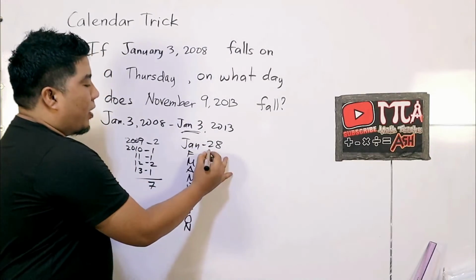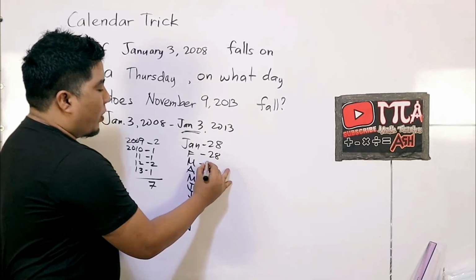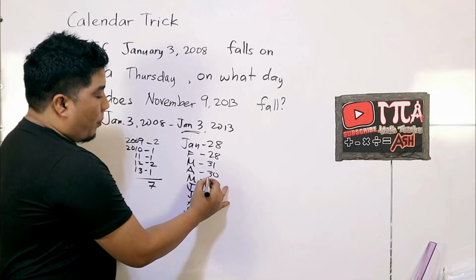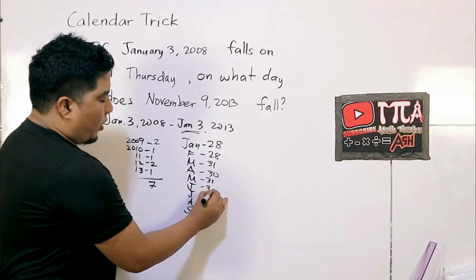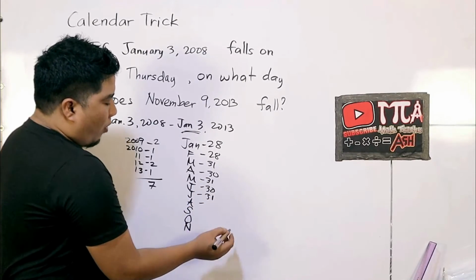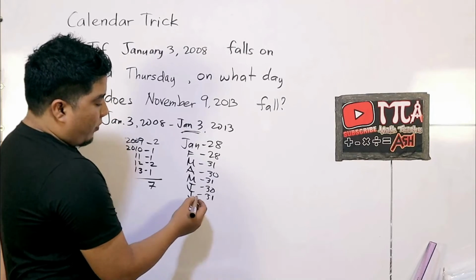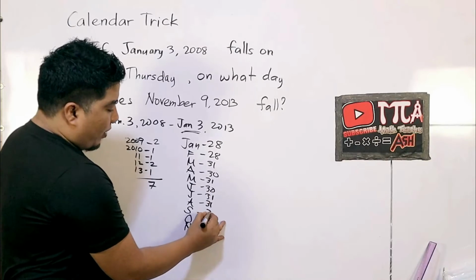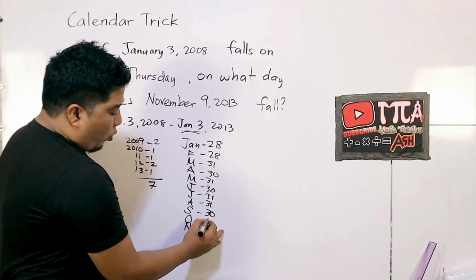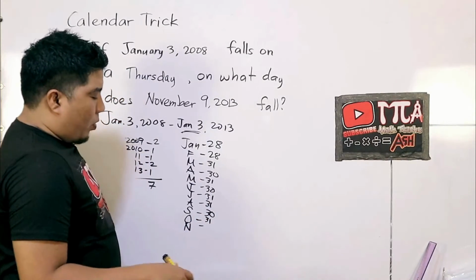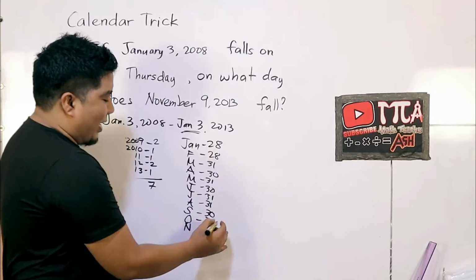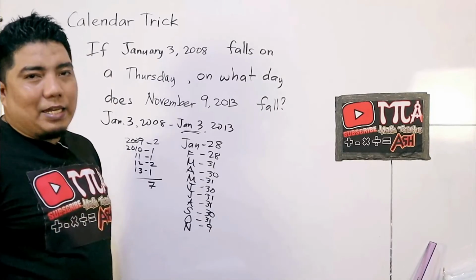Okay. For February, we have 28 days. For March, we have 31. We have for April 30. For May, we have 31. For June, we have 30. For July, we have 31. For August, we have 31. For September, we have 30. For October, we have 31. And for November, we have what? We only need 9. Okay, so that is 9.